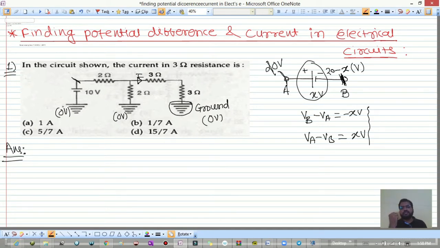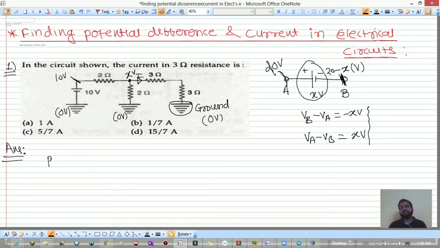Now if you consider this as 0 volt, what is the potential at this point? So directly you can write 10 volt right now. Why? Because x minus 0 must be equal to 10. So that x we have is 10 volt. Okay, now this point potential we don't know, so I'll consider this as x volt. So this point potential is 0. So now we can find the current in this by using Kirchhoff's current law.